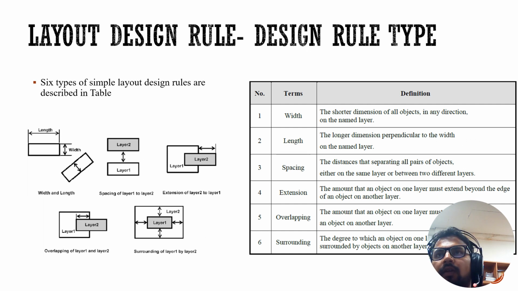Similarly, we have design rule types. There are 6 types of simple layout design rules described in the table, and the figure is also there. Layer 1, layer 2, and the 6 different design layout rules are given: width and length, spacing of layer 1 or 2, extension of layer 1 to 2 or 2 to 1, overlapping of layer 1 and layer 2, and surrounding of layer 1 by layer 2. So these terms are width, length, spacing, extension, overlapping, and surrounding, where the definitions are presented.